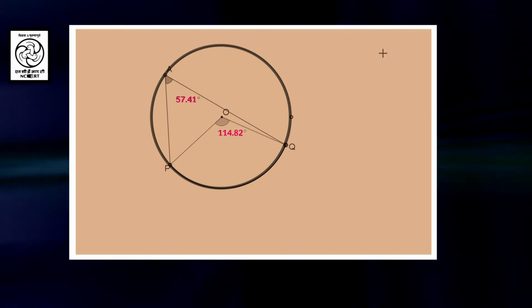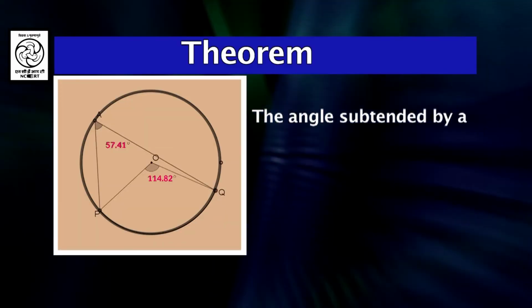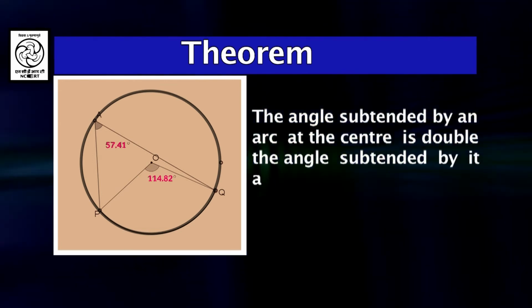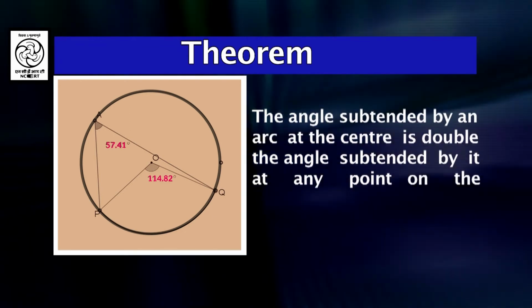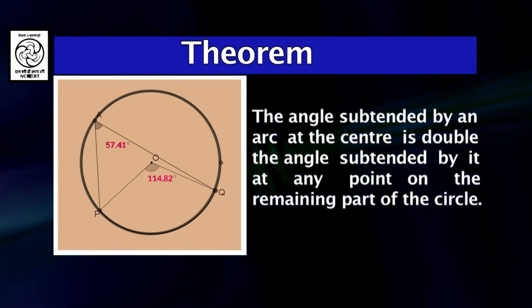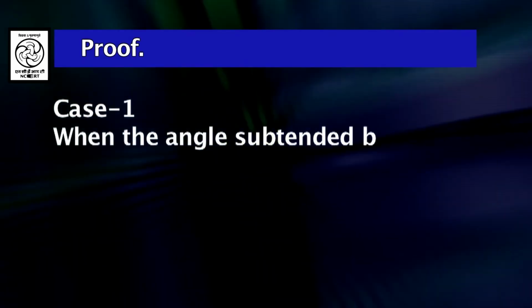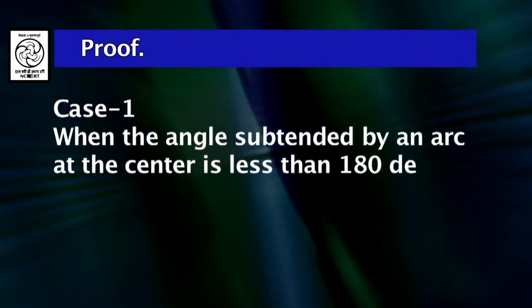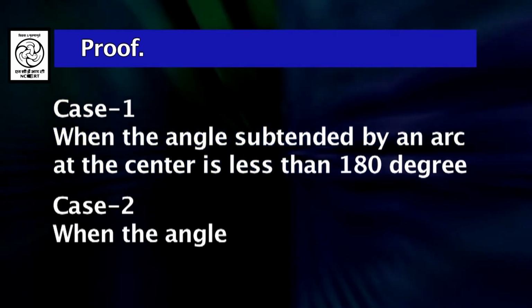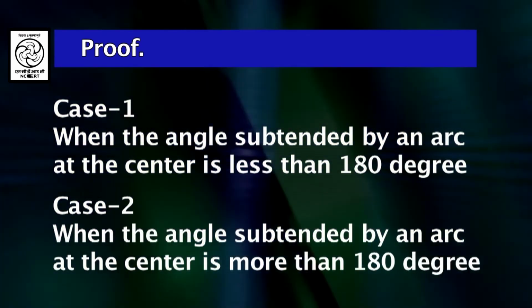So, we have a result here. The angle subtended by an arc at the center is double the angle subtended by it at any point on the remaining part of the circle. Again we will prove this. We will take two cases. Case 1, when the angle subtended by the arc at the center is less than 180 degrees. Case 2, when it is more than 180 degrees.